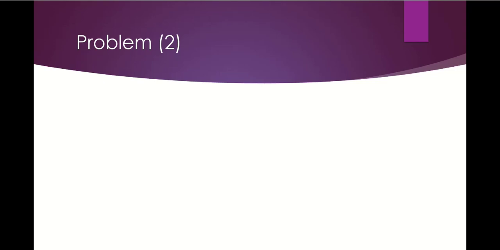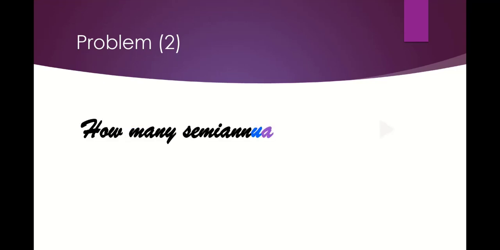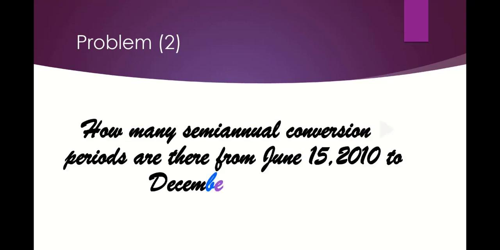Problem number 2. How many semi-annual conversion periods are there from June 15, 2010 to December 15, 2021? In this example, we deal with semi-annual conversion periods. So in 1 year there are 2 periods, where every period equal 6 months.